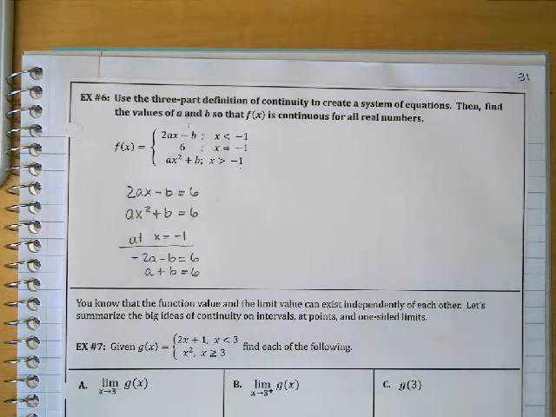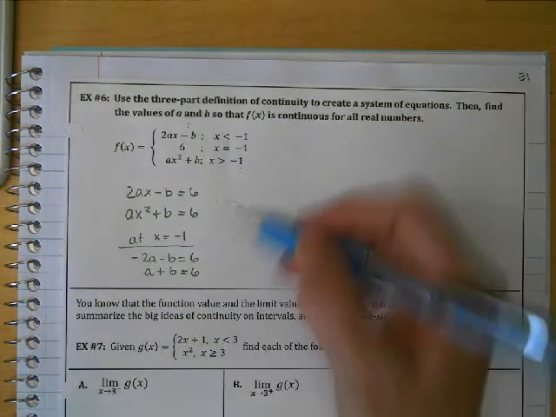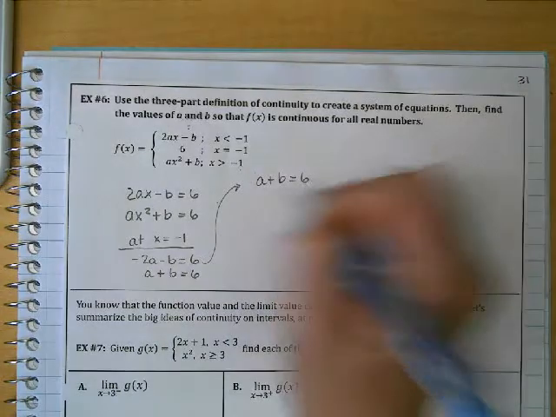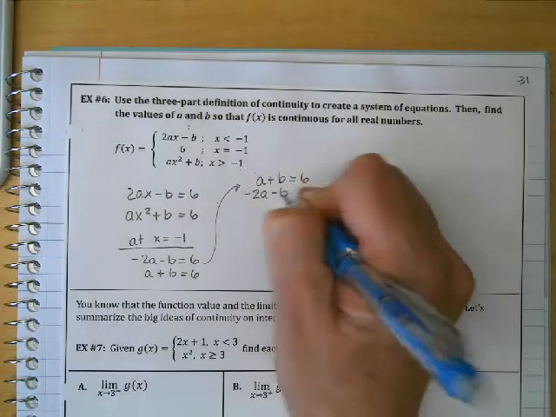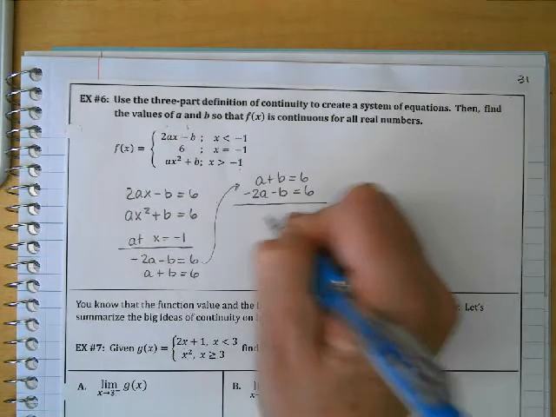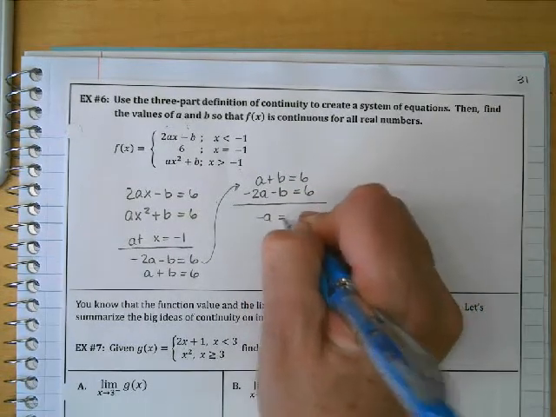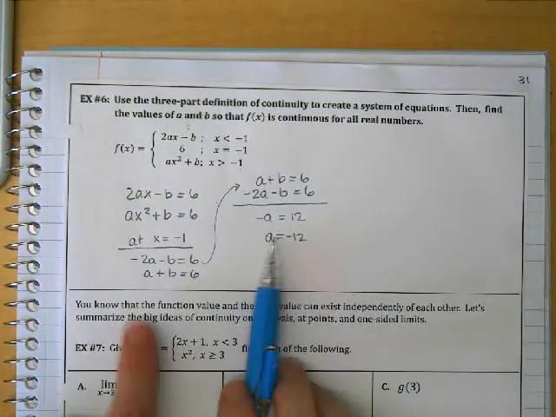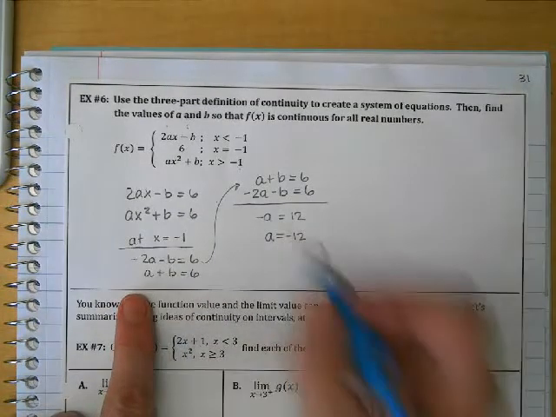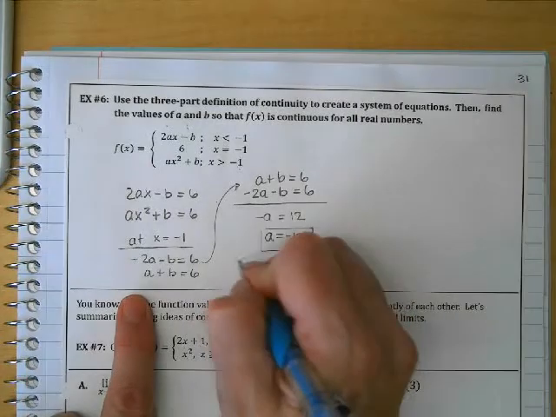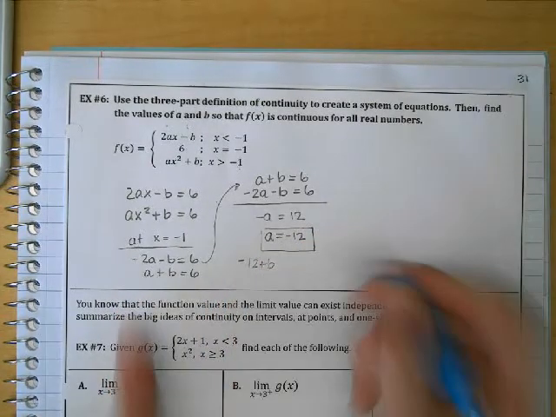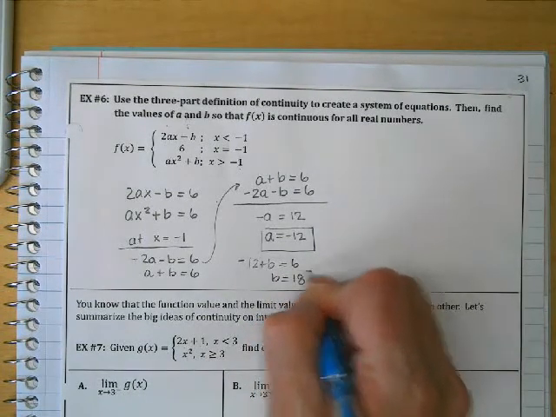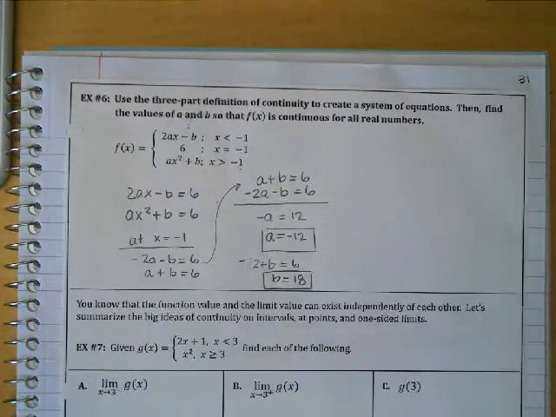So all I have now is a system of equations in two variables. I'm just going to add these up. I'm going to put this one on the top just because I feel like it. So this becomes -a, that cancels out, is 12. A is -12. If a is -12, and I plug that in right there, then I would get -12 plus b equals 6, so b is 18. Okay, so I found them.